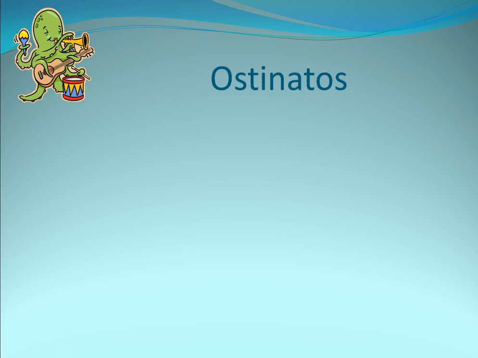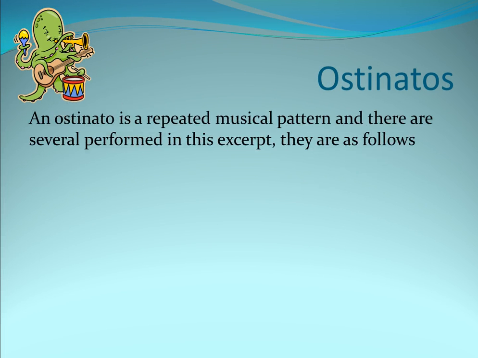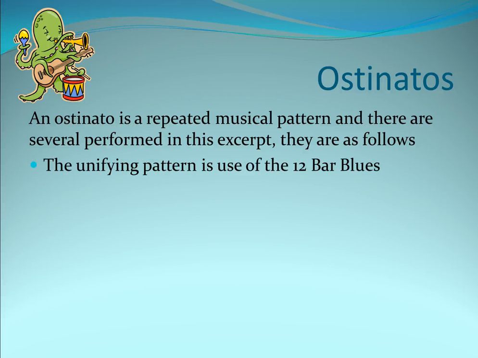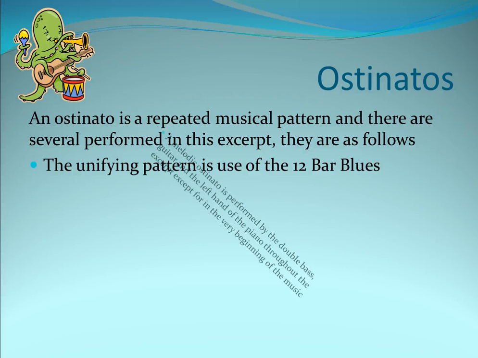Okay, so your answer should look something like this. Your topic sentence: an ostinato is a repeated musical pattern and there are several performed in this excerpt. They are as follows. The unifying pattern is the use of the 12-bar blues. Now it's a bit hard to hear that 12-bar blues in the beginning, but it is there and it's certainly repeated about 3 or 4 times in that excerpt.